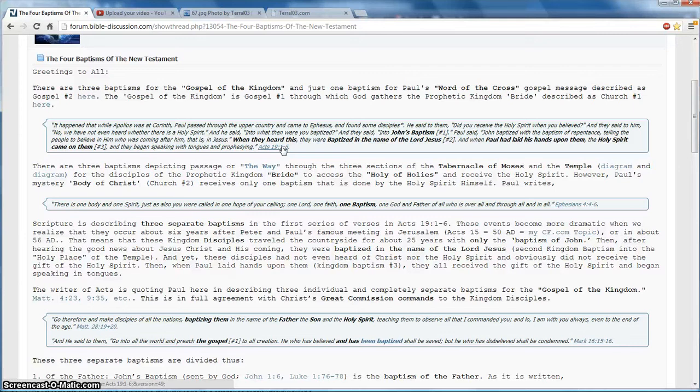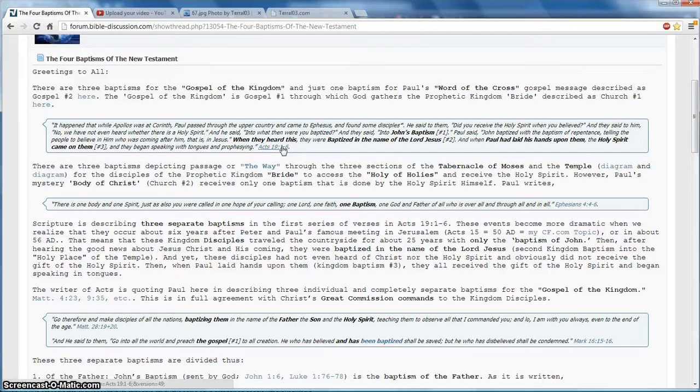Then, after hearing the good news about Jesus Christ and his coming, they were baptized in the name of the Lord Jesus, the second baptism. That gets them into the holy place of the temple between the two veils. And yet, these disciples had not even heard of Christ nor the Holy Spirit, and obviously did not receive the gift of the Holy Spirit. Then, when Paul laid hands upon them, they received the gift of the Holy Spirit and began speaking with tongues.